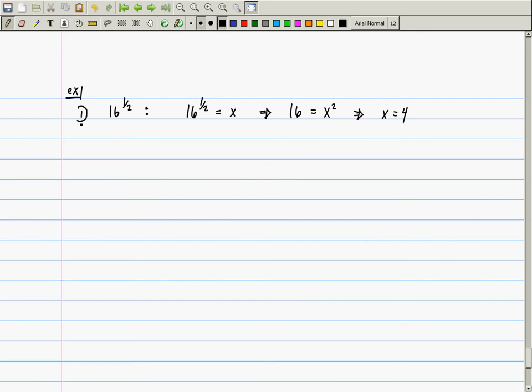No, because it has to be the positive one, right? So what's being asked is 16 to the 1 half. It has to be the positive one. We're not asking about the negative one. It's a little bit confusing because the intermediate part was this equation, and this particular equation has two solutions, 4 and negative 4. But what we were asking for was what is in the red box, and the red box has to be positive. Okay, good.